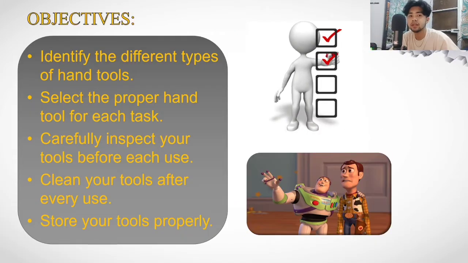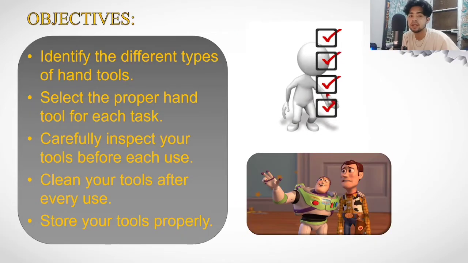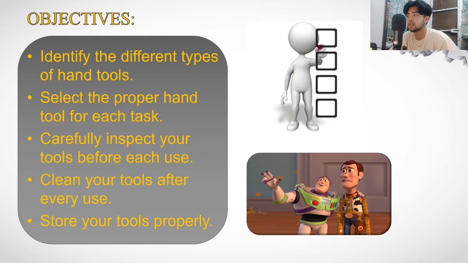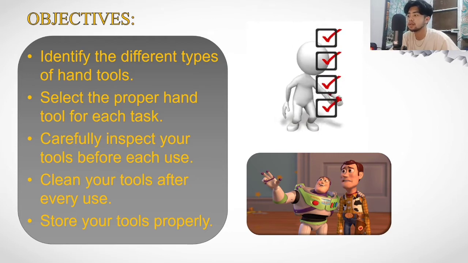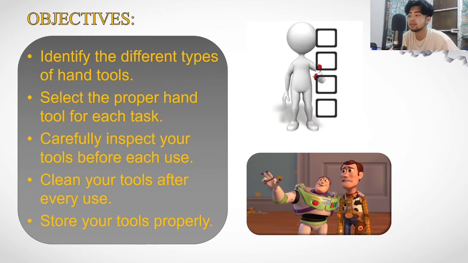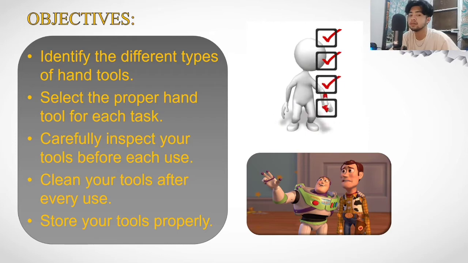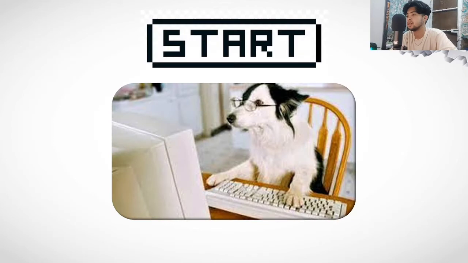So before we start, let me show you the objectives for today's topic. First, let's identify the different types of hand tools. Second, let's select the proper hand tool for each task. Third, carefully inspect your tools before each use. Fourth, clean your tools after every use. And last one, store your tools properly. So, let's begin.